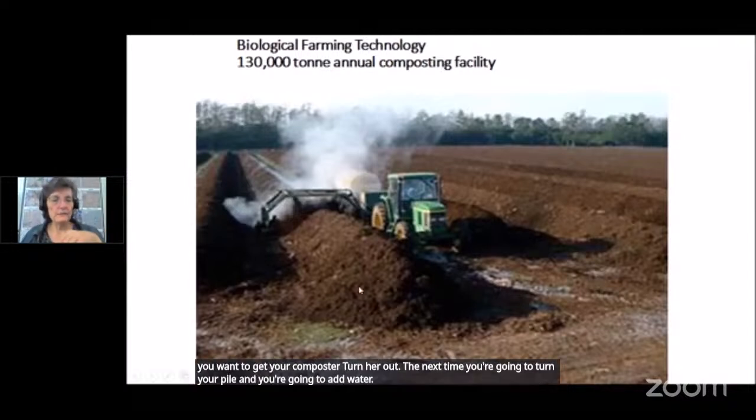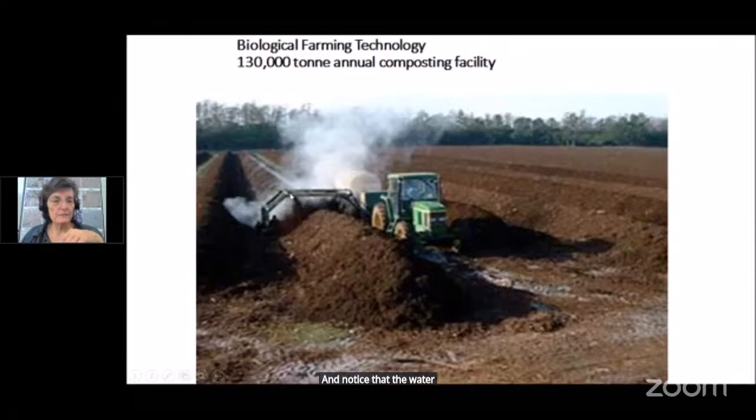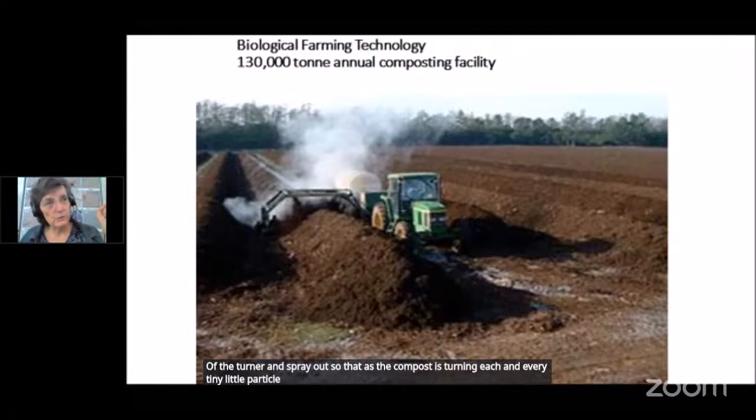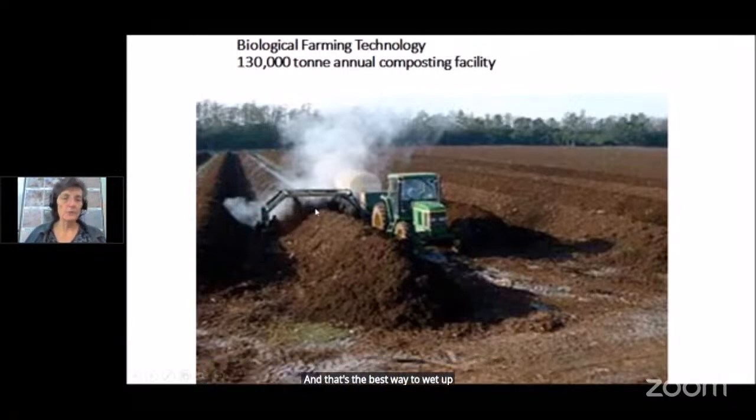And notice that the water is being sprayed out of nozzles that come into this pipe at the top of the turner, and spray out so that as the compost is turning, each and every tiny little particle is getting coated with water. And that's the best way to wet up compost. So, large scale.